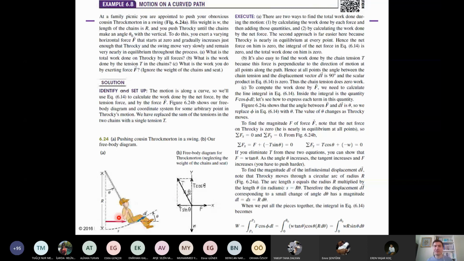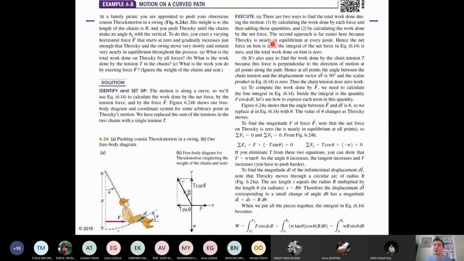Okay, now we have the free body diagram with three forces: push force, weight, and tension force. And here we have the components of the tension force. So now, first question: what is the total work done on the trachea, this guy, by all forces? In the question, it is given that the trachea is nearly in equilibrium at every point.